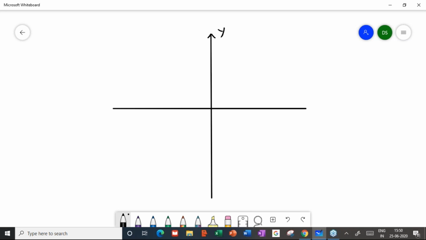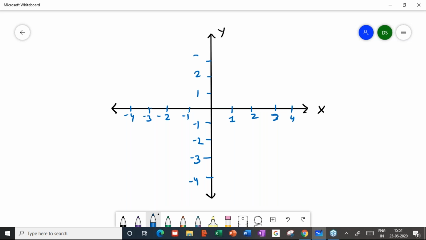Okay, this is the y-axis. This is the x-axis. So, Neki was getting confused, right? So this time we'll take a point in the second quadrant. Then all your confusions will be cleared.